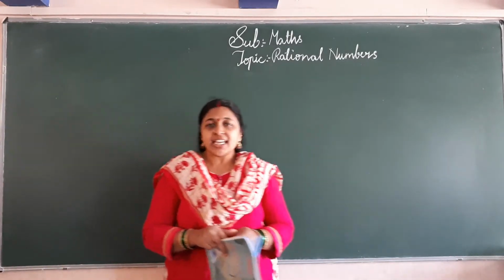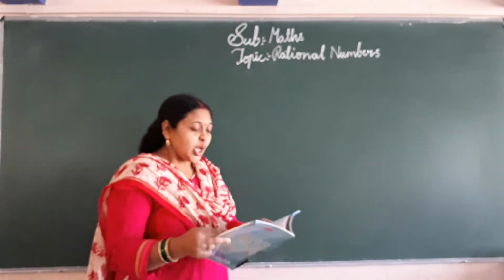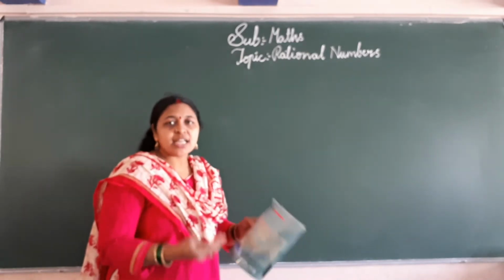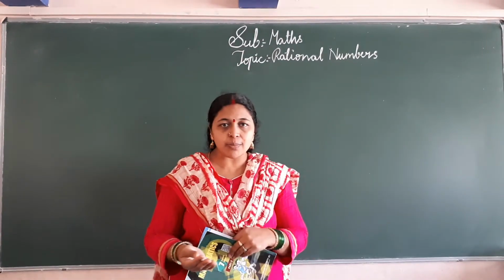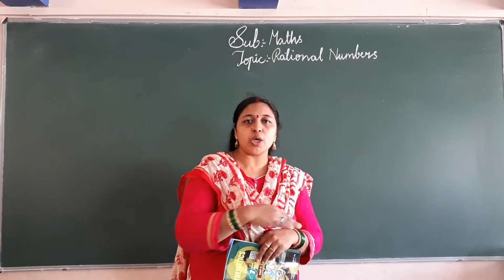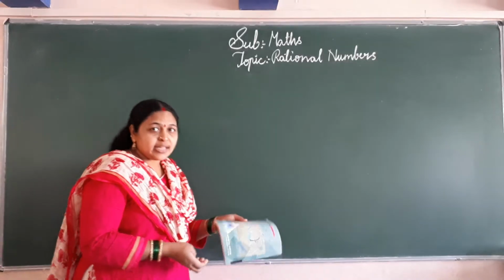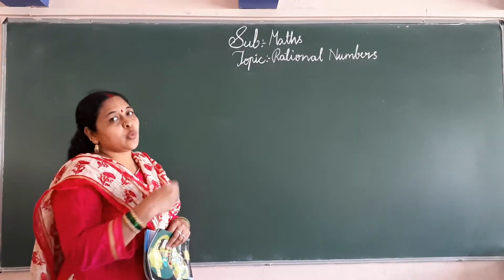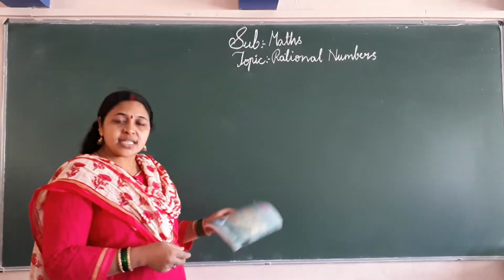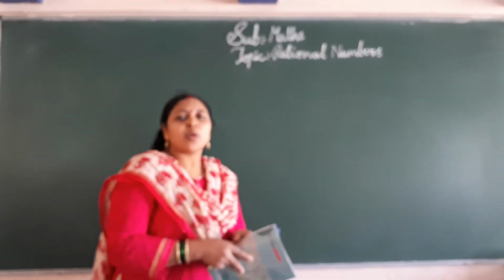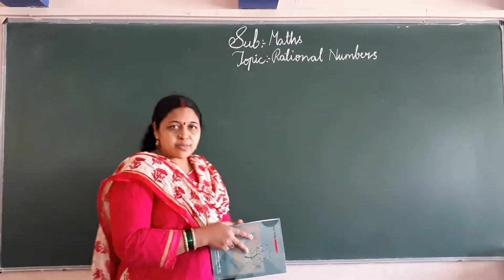Good morning, children. Here I am into the second session of your chapter, that is rational numbers. In the first session we learned the basic importance of rational numbers: what rational numbers are, how they are included in our number system, and how they are defined, that is p by q, where q is not equal to 0. We also learned how to write rational numbers on the number line and how to compare them, and we did a few sums based on that.